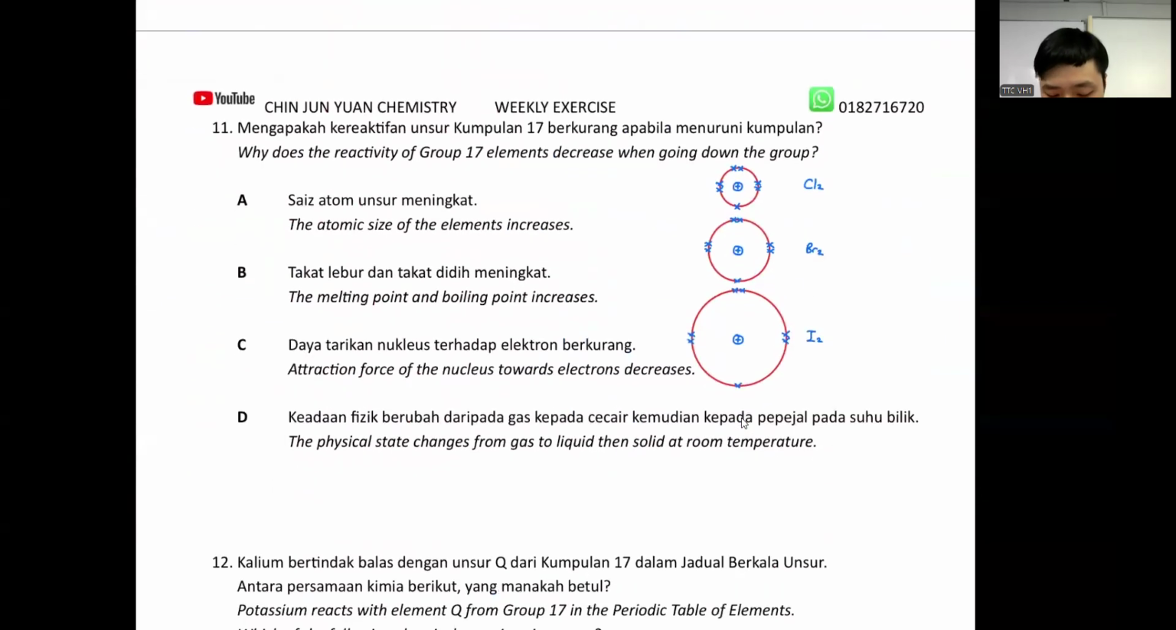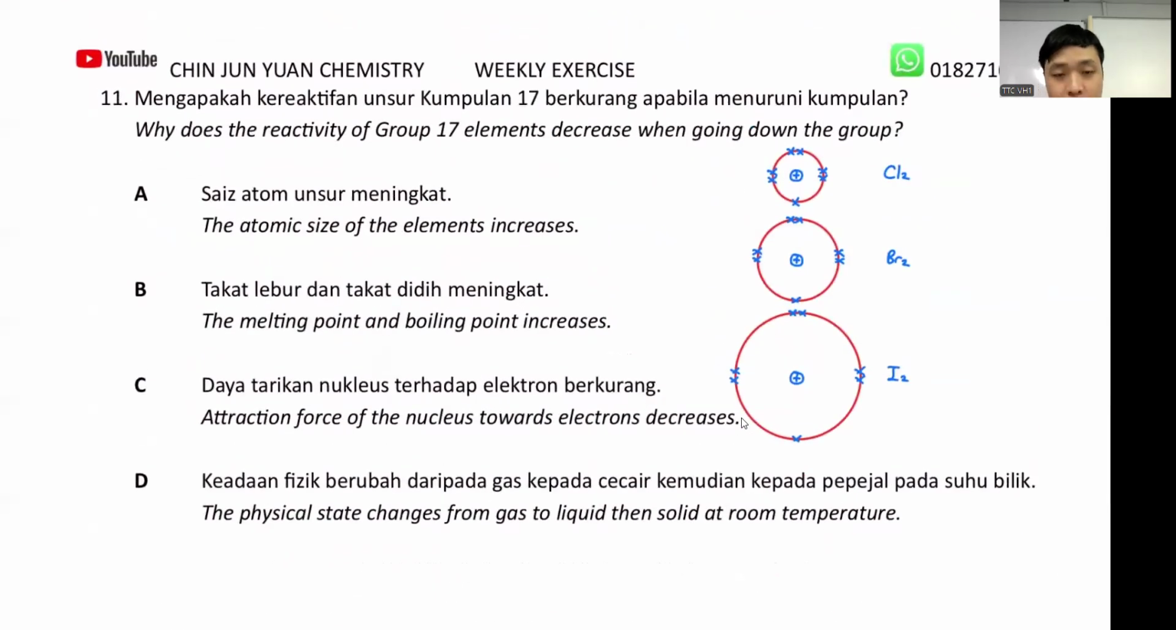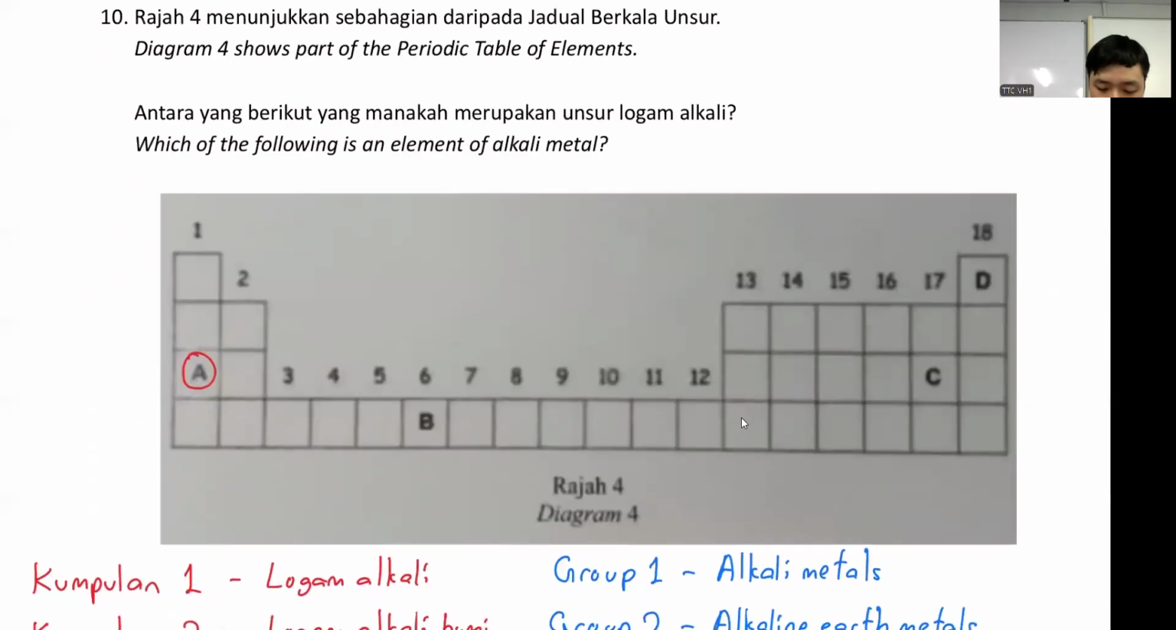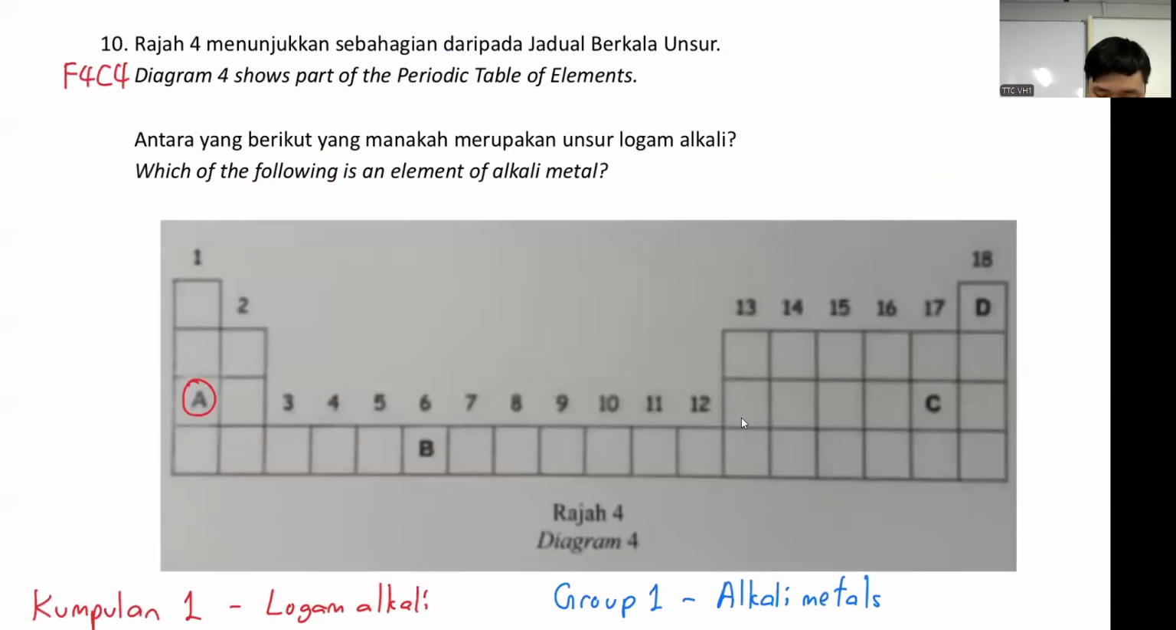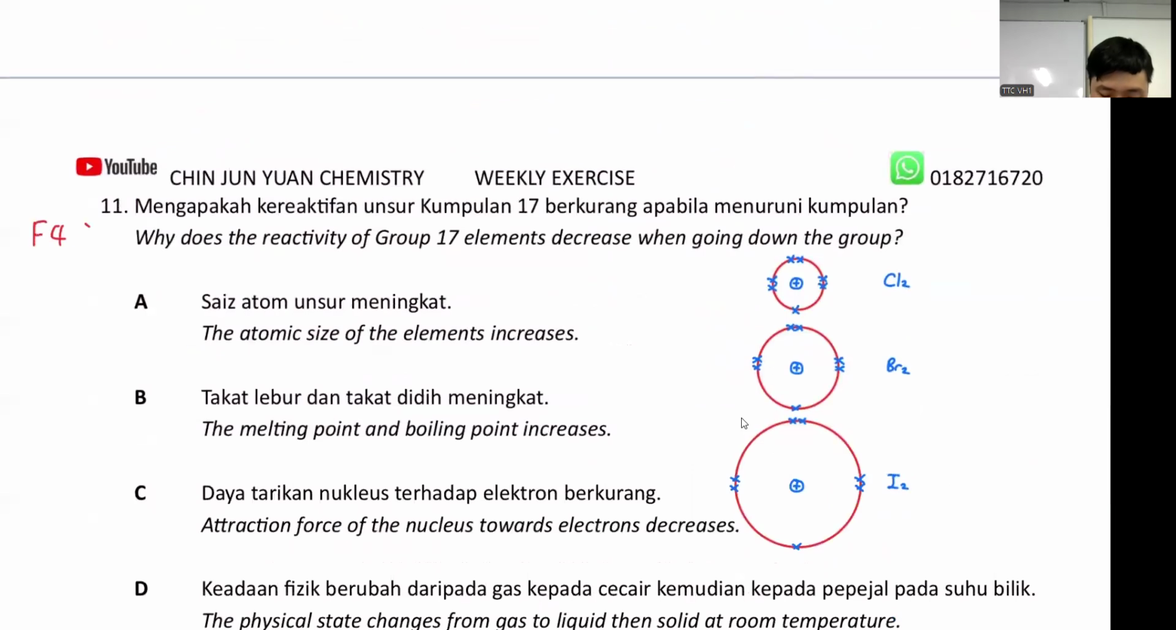Okay, and then page 11. Why does the reactivity of group 17 elements decrease when going down the group? This one is also Form 4 Chapter 4. So in this case, why does the reactivity of group 17 elements decrease going down the group? The reason is not about size increase. I know, yes, the size increases, but it's not the main reason why the reactivity decreases.